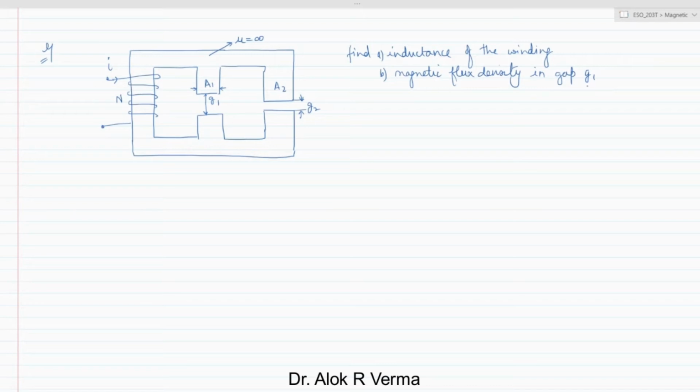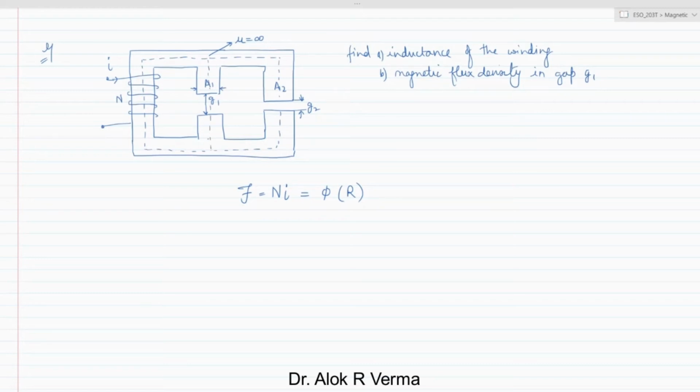Okay, so what we'll do, we'll neglect the effect of fringing and then apply the mathematics. So we know that the MMF is nothing but Ni, which is nothing but phi times the total reluctance. Okay, so this is a flux which is flowing in this core, and you see here at this junction the flux will go through the air gaps G1 and G2.